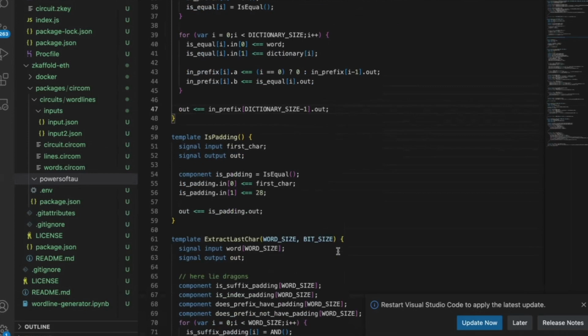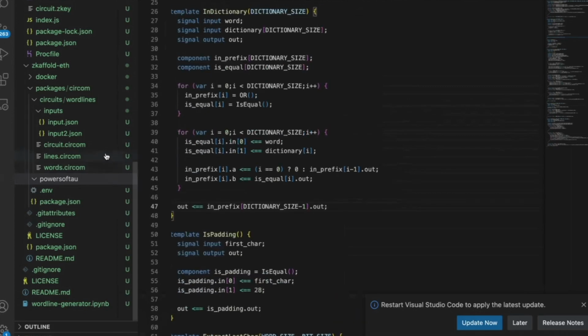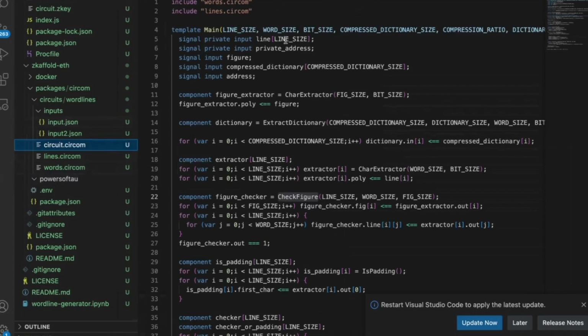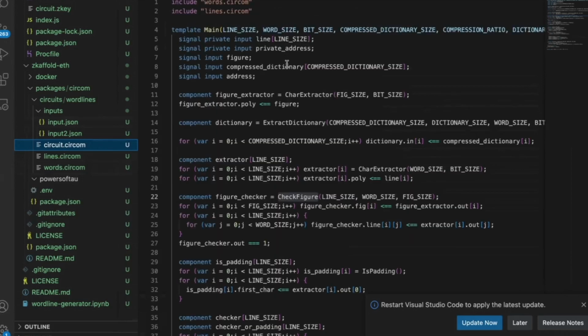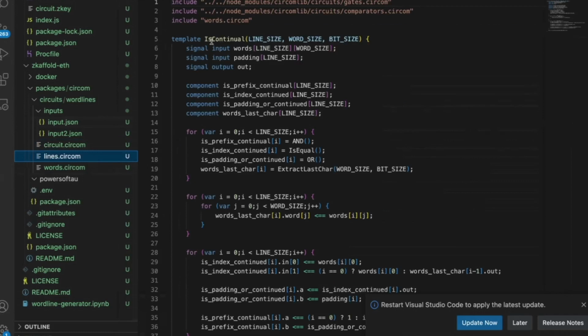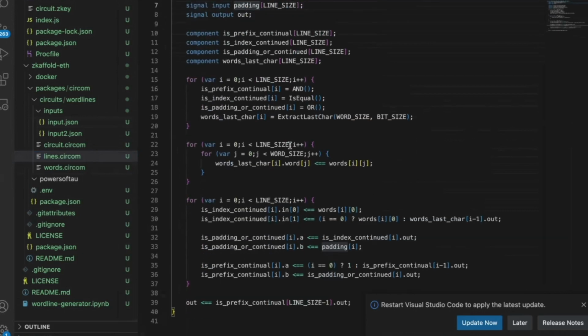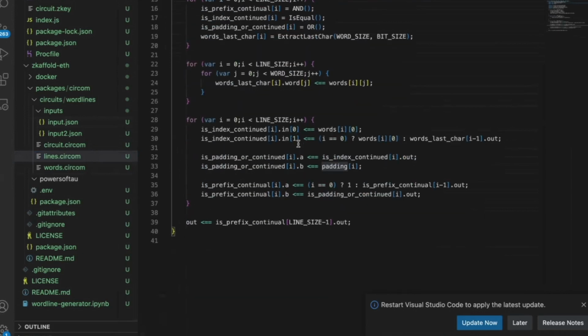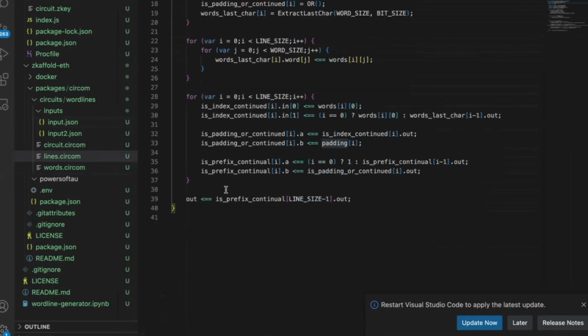Okay, so this is the words.circom. Yeah, I actually don't. The circuit.circom. Oh, let's check this out maybe. Yeah, so I think this takes words and lines.circom, so perhaps we go to lines first. So lines, I think, seems to be checking whether your solution has those qualities of last character, next character. Yeah, I think that's the only circuit it has, the continuity check.